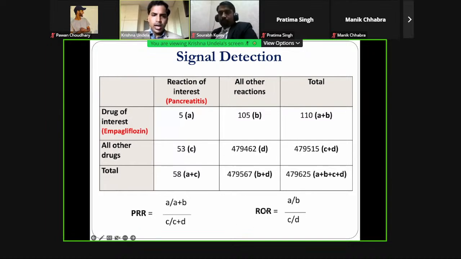So this is how we get the numbers in the 2x2 table. Once we have these numbers in the 2x2 table, we can easily calculate the signal by using the PRR and ROR. I'm not showing the IC here. For the information component we use a complicated formula, but a very easy way to calculate is the PRR and ROR by using these simple formulas.